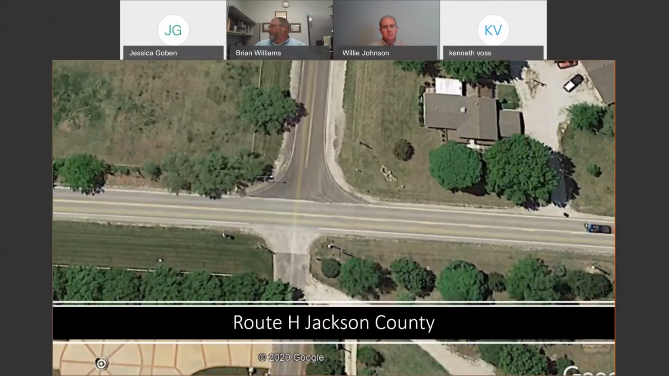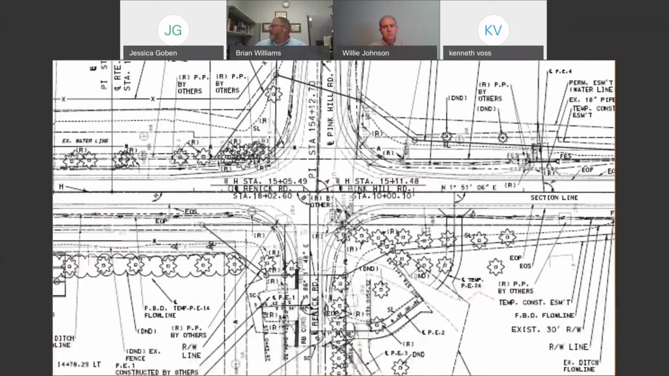So let's take a look at another project, Route H in Jackson County. This is actually an intersection project, very interesting project. Fairly busy looking typical section and plan and profile sheet here. As you can see, there's going to be some curb and gutter, some widening and overlay going on in this project. So pretty busy looking plan and profile sheet.